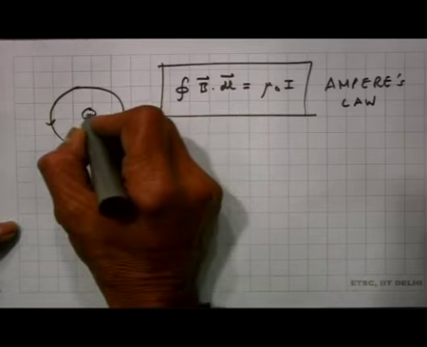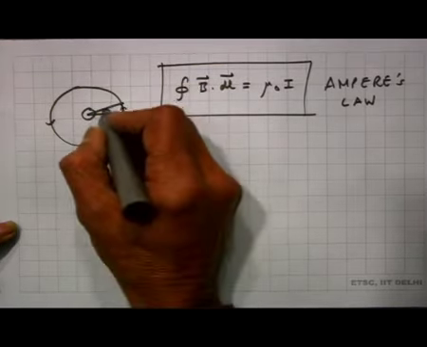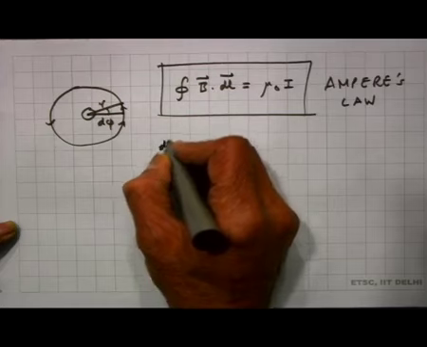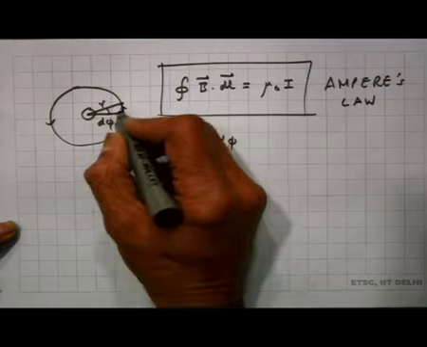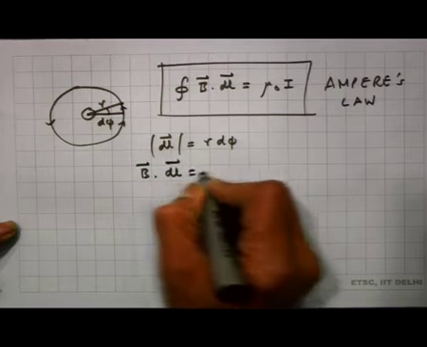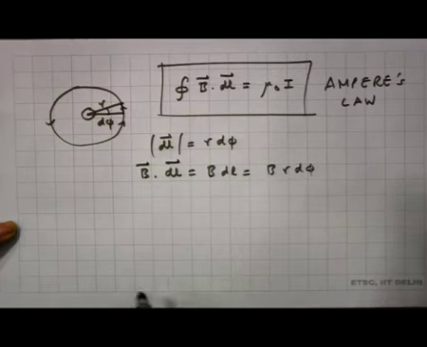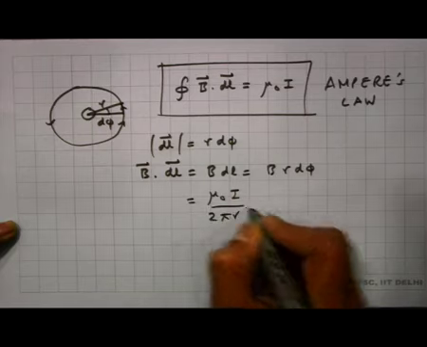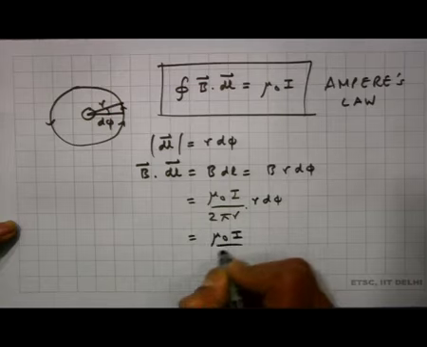So, let me recall. I take a small element here, of length dl. If this angle is d phi and this distance is r, then the dl vector magnitude is equal to r d phi, and the magnetic field is along the same direction as the dl vector. So, B dot dl is equal to B times dl, which is equal to B times r d phi, and the magnetic field I just calculated, mu naught I by 2 pi r, times r d phi, is equal to mu naught I by 2 pi times d phi.